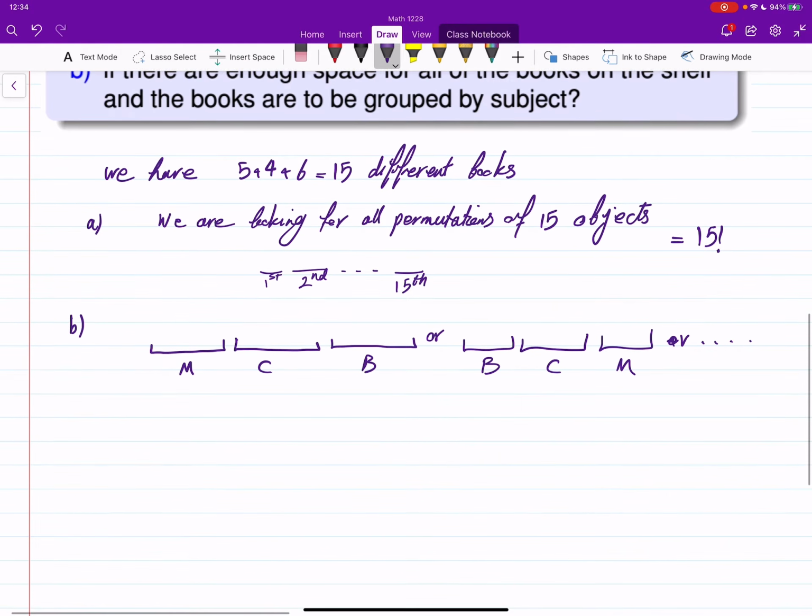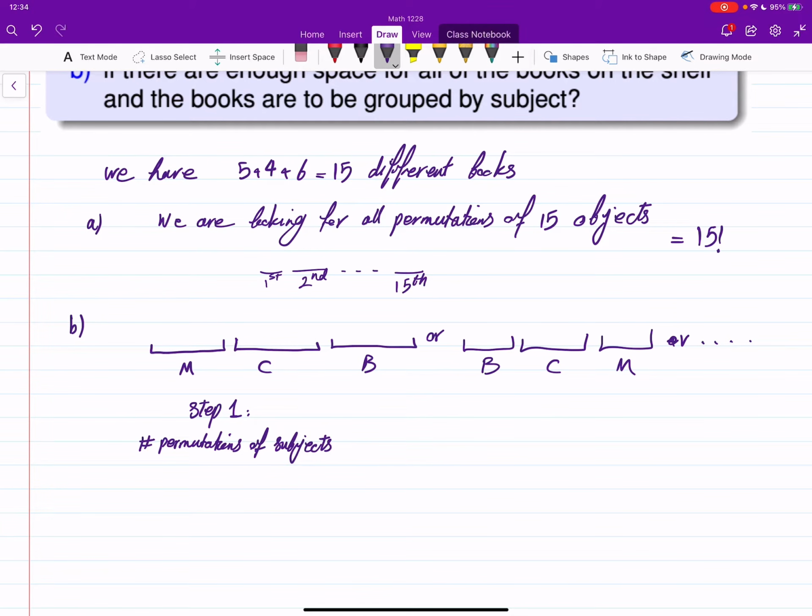So when we're doing this kind of question, there is a trick called the grouping trick, and we divide our problem into 2 steps. So step 1 is: how many permutations of subjects do we have?